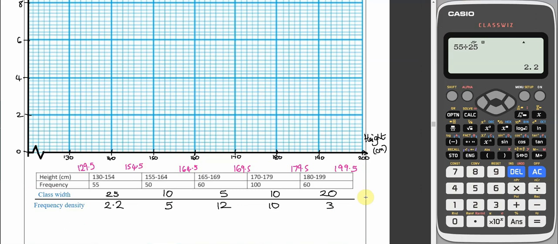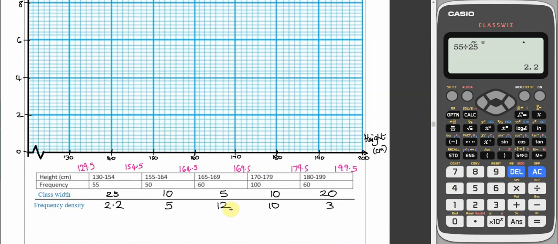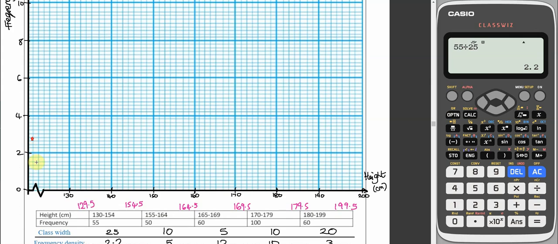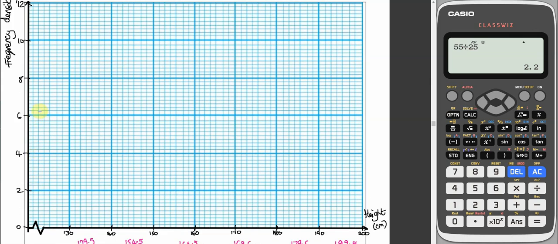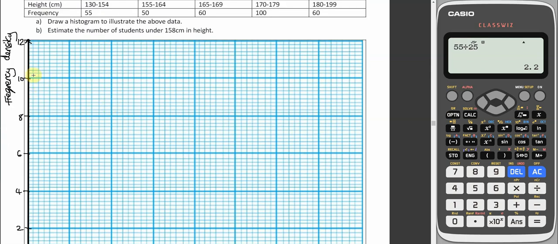Right, so I've decided to use 2 for each big square on the vertical axis. I counted there were 6 of them, and my largest frequency density was 12, so it made sense to go up in 2s. Make sure you label your axes as well. The vertical axis is frequency density, which in this case is actually number of students per centimetre. You don't need to put that bit on, but it's number of students per centimetre.